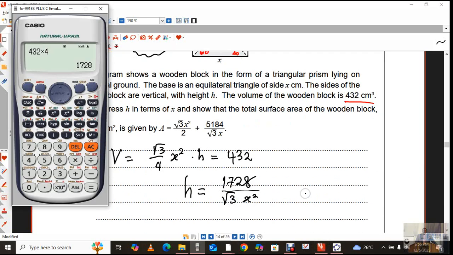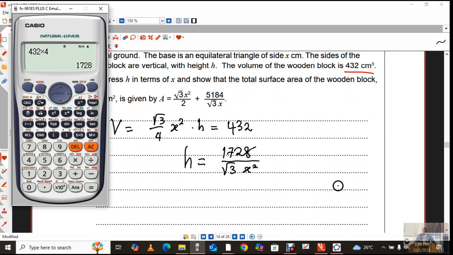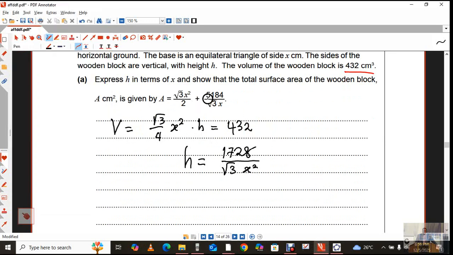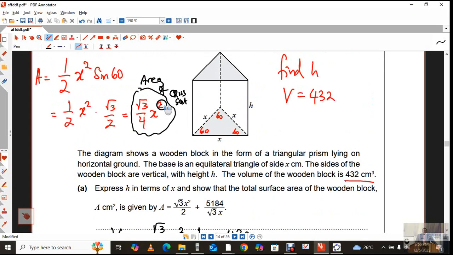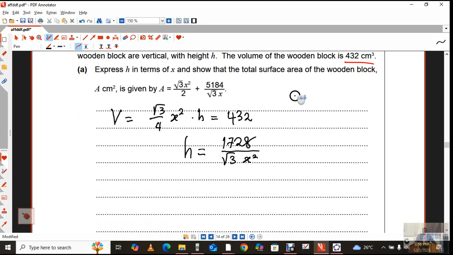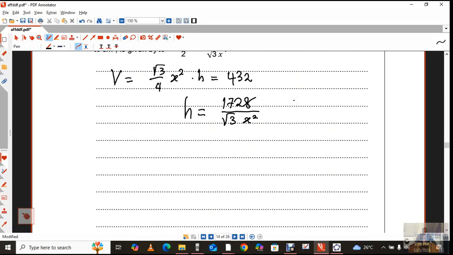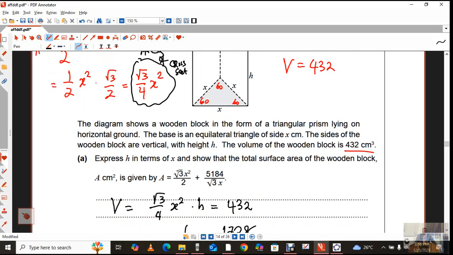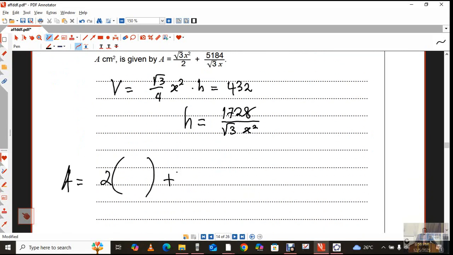So that's my h. Now that I know what my h is, how are we going to find the total surface area of this wooden block? Now the total surface area will be 2 of these. You agree with me? 2 of these, one at the bottom, one on the top. So total surface area is going to be 2 of the one that I have, root 3 over 4 x squared. So let's change it.